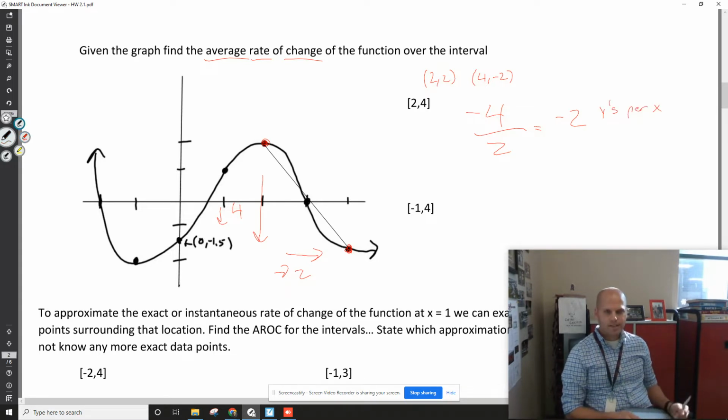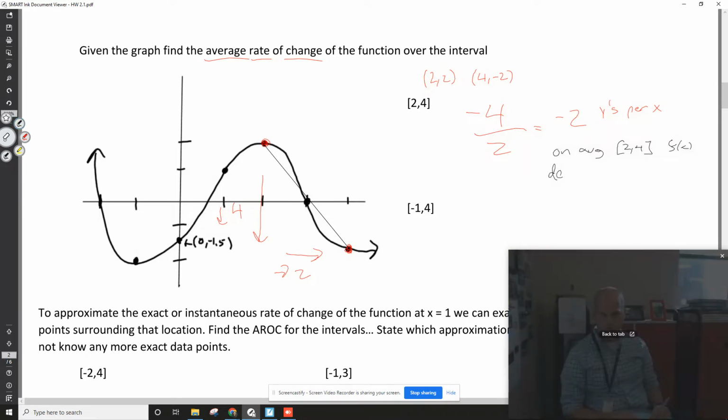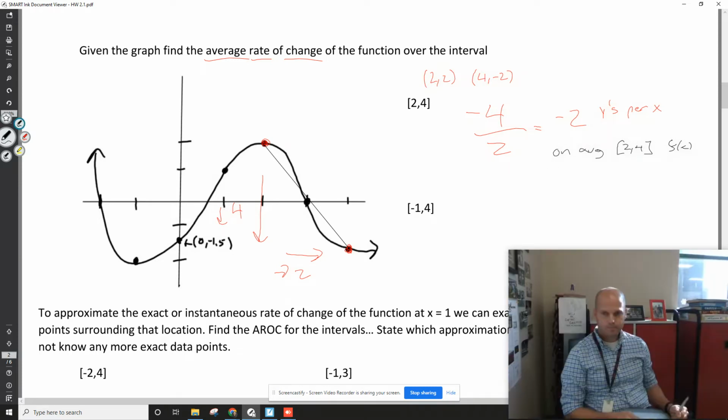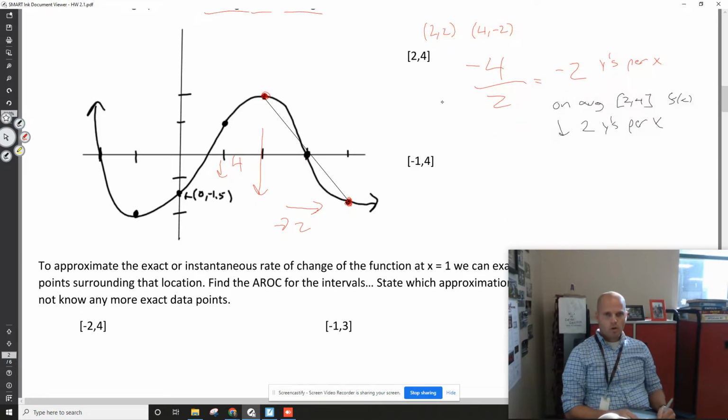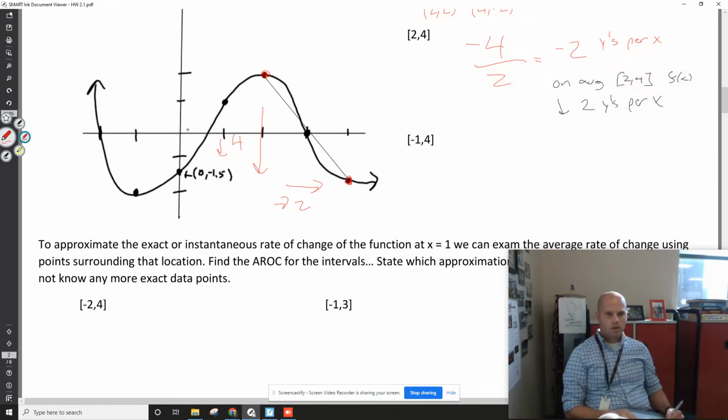You can write a statement making sure you understand what this value means. You can say, on average, over the interval from 2 to 4, my function decreased, or went down, I'll just use went down, 2 y's per x. Okay, slopes, rates of change. From -1 to 4.